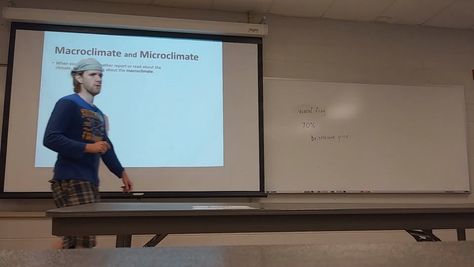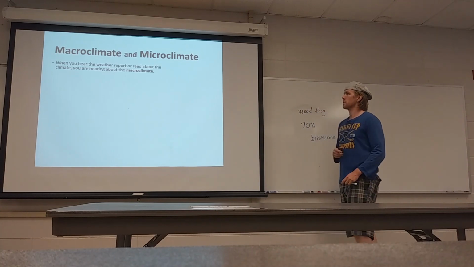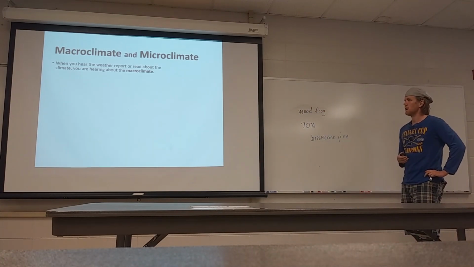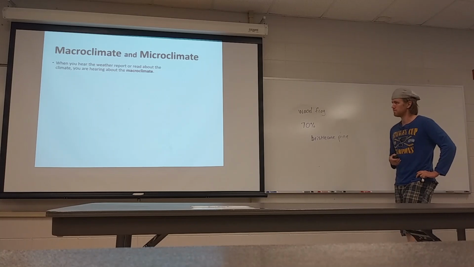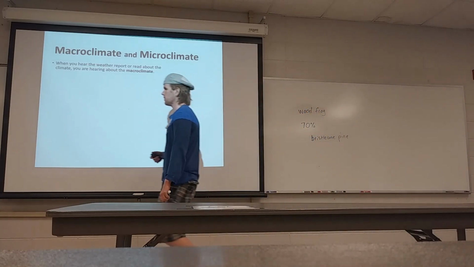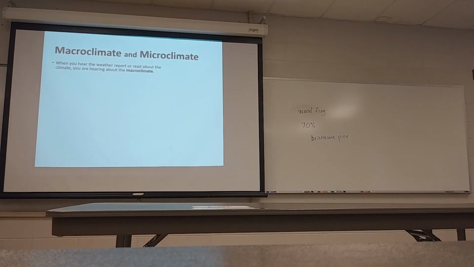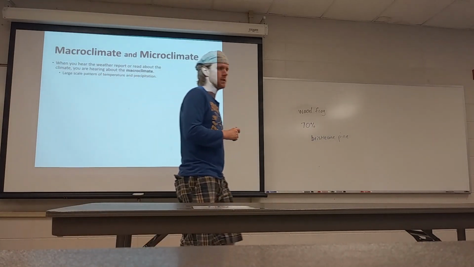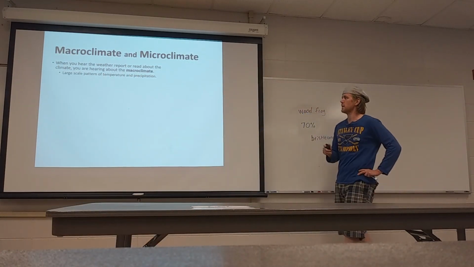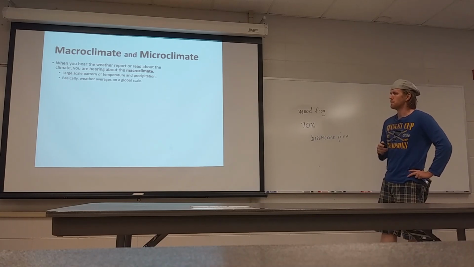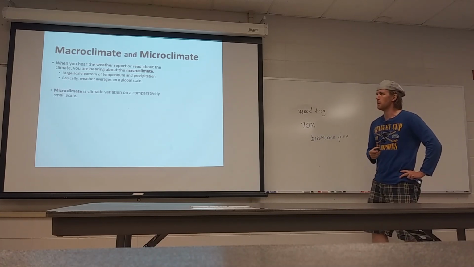We're going to distinguish macroclimate from microclimate. So when you hear the weather report, you're hearing about macroclimate. Whenever people talk about climate change, they're talking about macroclimate. Macro means large. So macroclimate is large-scale patterns. So, for instance, Missouri's part of a couple of different climatic zones, and so the temperature, the overall precipitation, all of that on a large scale throughout the state would be macroclimate. Basically it's weather averages on a global scale.